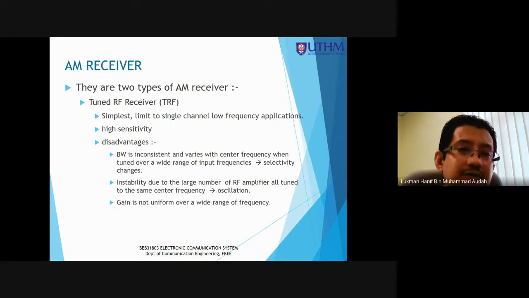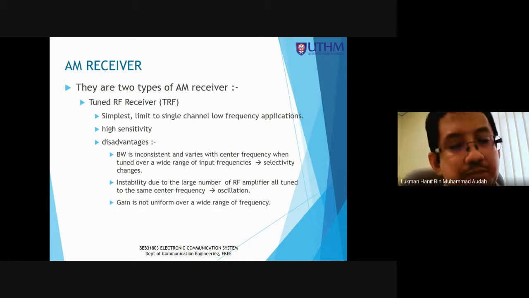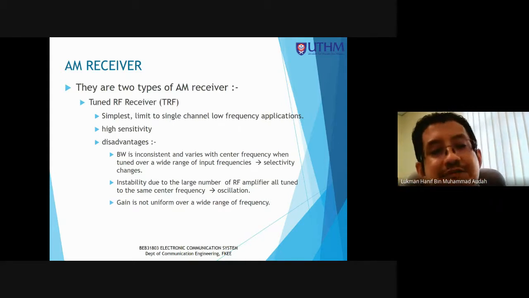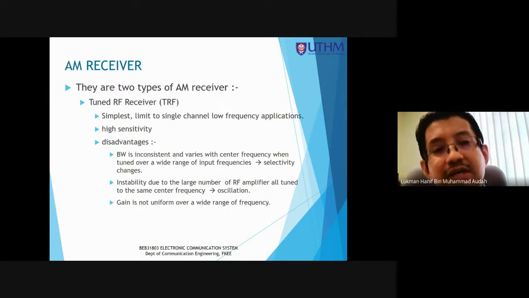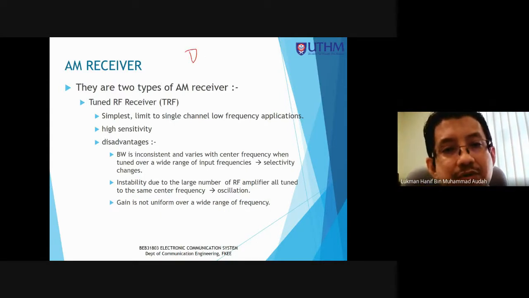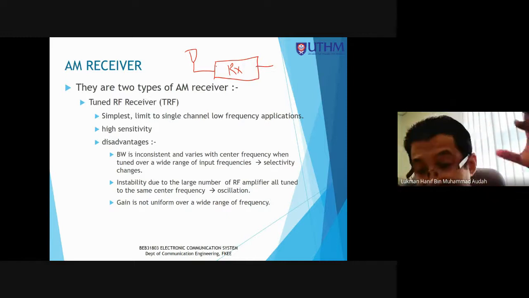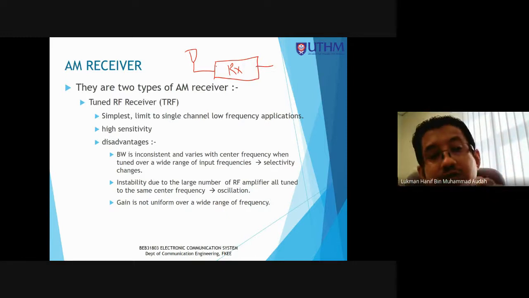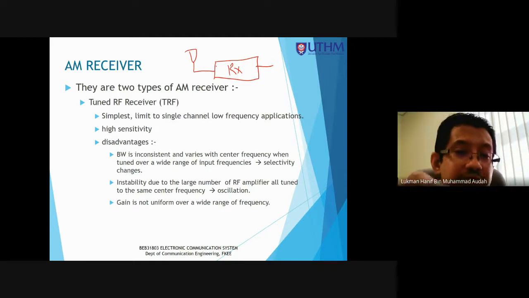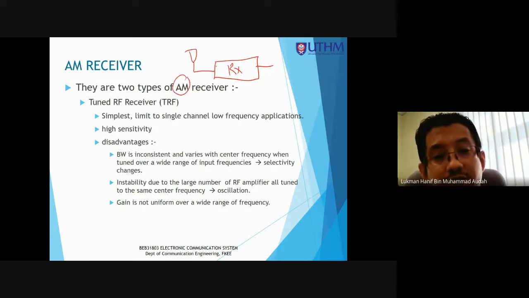AM receiver. So now we are talking about the types of receiver. Okay, tadi kita dah lompat ke depan. Sekarang dia nak cerita yang ni pula. So now we want to see the types of receiver in general. For AM receiver, when we mention AM, we are talking about double sideband full carrier receiver.